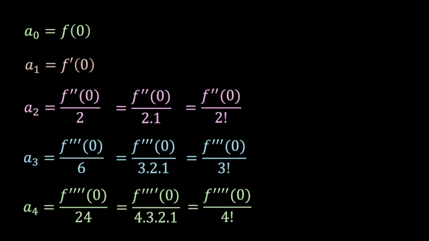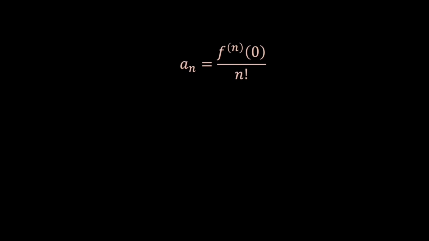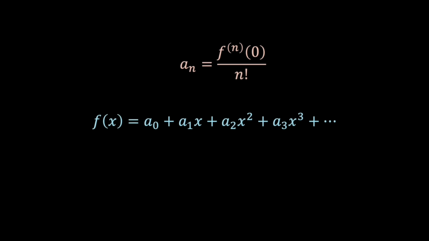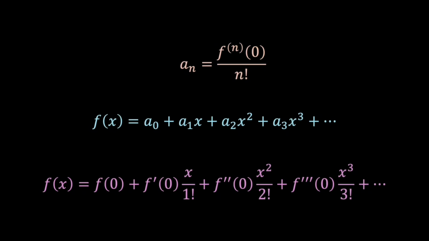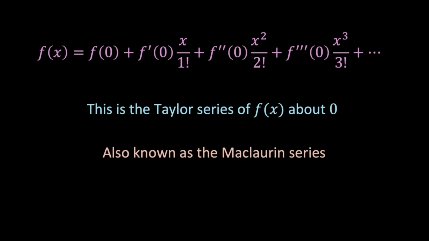We see that the nth coefficient, a subscript n, is equal to the nth derivative of the function evaluated at x equals 0 divided by n factorial. And so we can now use this general result for the coefficients to rewrite our original polynomial expression. By substituting in the expressions for the coefficients, we arrive at the following general form. And this is exactly what we were looking for. This is the Taylor series of f of x about 0, also known as the Maclaurin series.